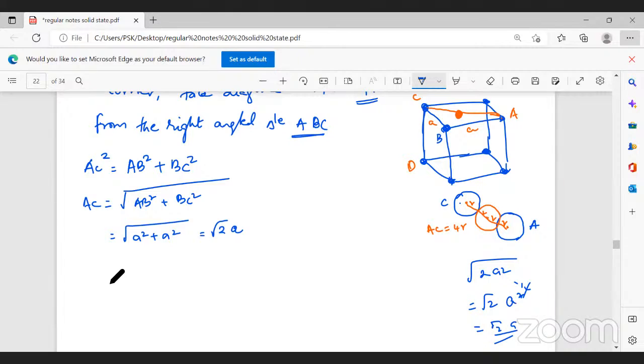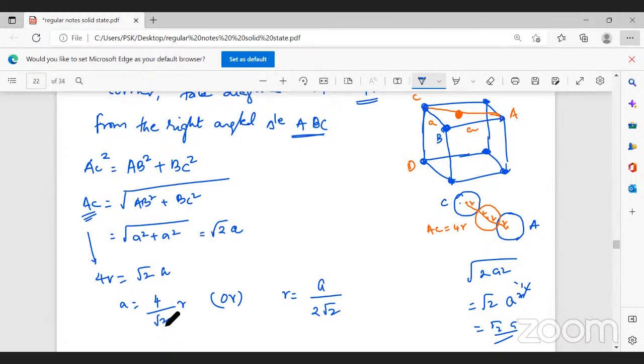Yes, sir. Now, can I say 4R is equal to root 2 a? Because AC is 4R. So yes, we can write 4R is equal to root 2 a. Or what will be a? a will be equal to 4 by root 2, R. I'm just taking this denominator, root 2, to the left side in the denominator. So I write a is equal to 4R by root 2. Or we can write R is equal to a by 2 root 2.